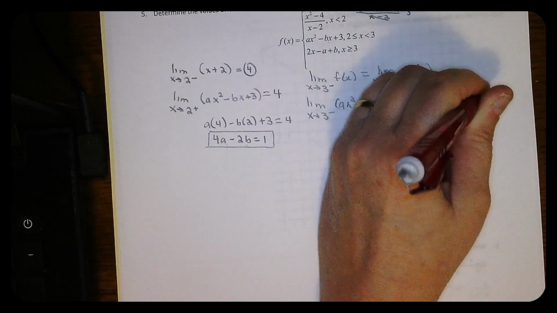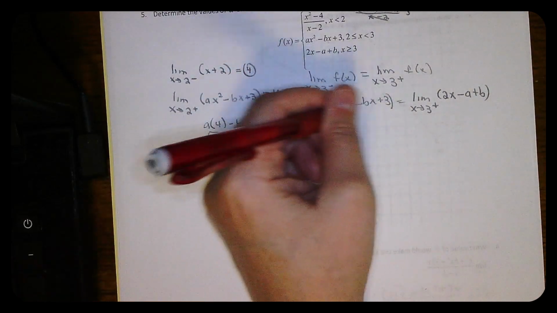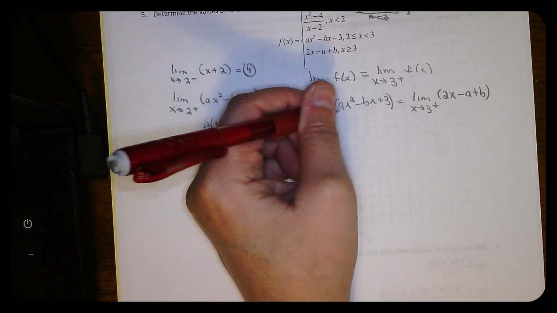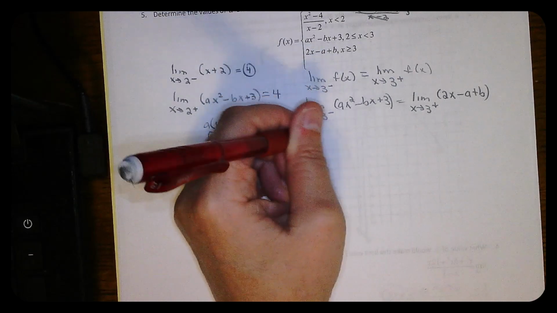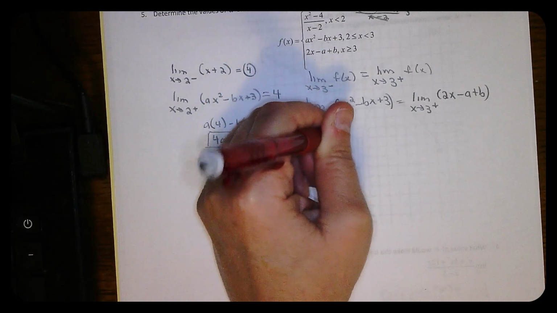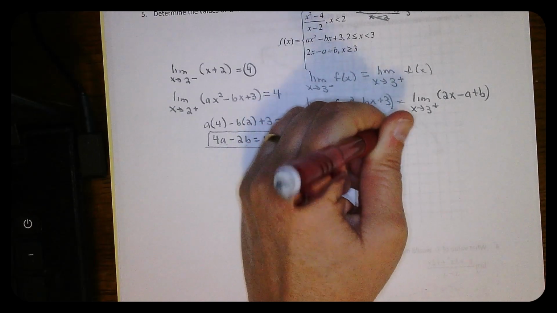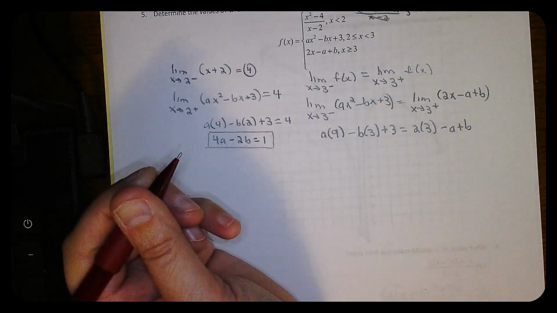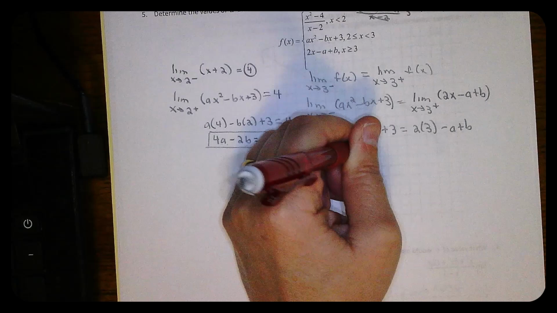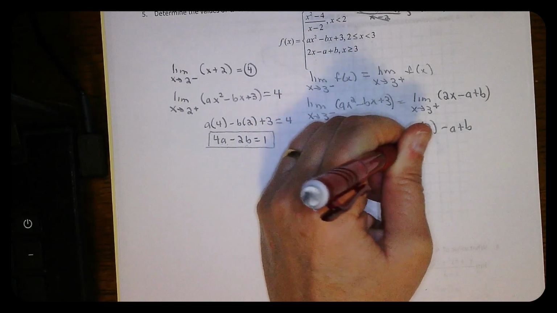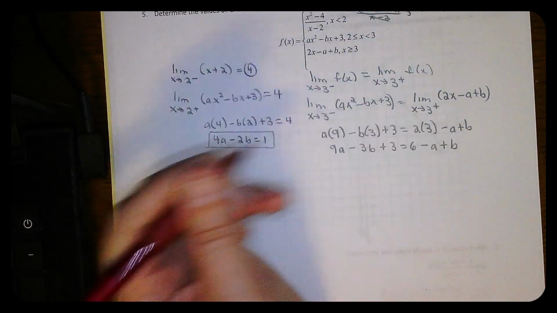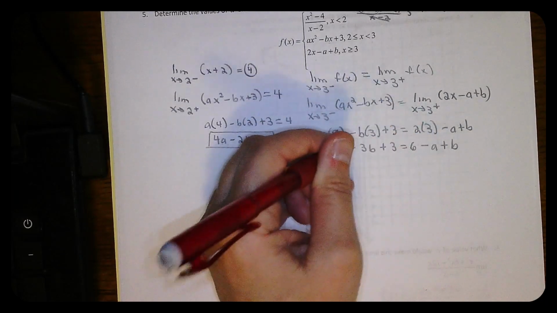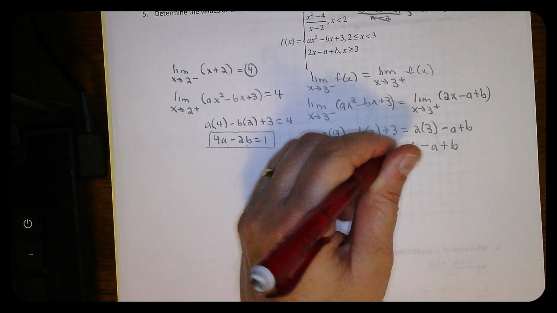Now, you have to understand that a and b are just numbers. We just don't know them. So this is a polynomial, this is a polynomial. We know it's continuous, so I can direct substitute. So I'm going to put 3 in and see what we get. So we have a times 3 squared, which is 9, minus b times 3 plus 3 is supposed to equal 2 times 3 minus a plus b. So that gives me 9a minus 3b plus 3 equals 6 minus a plus b. All right, if I add a, I get 10a. If I subtract b, I get minus 4b. And if I move this 3 over, I get 3.